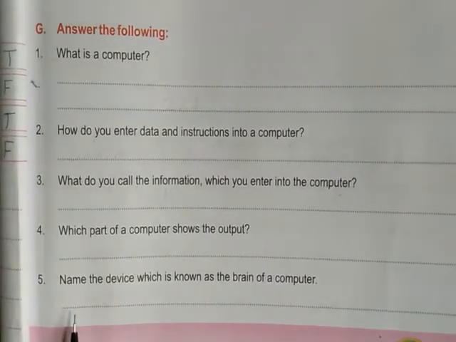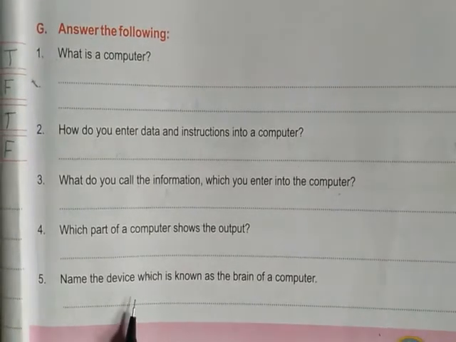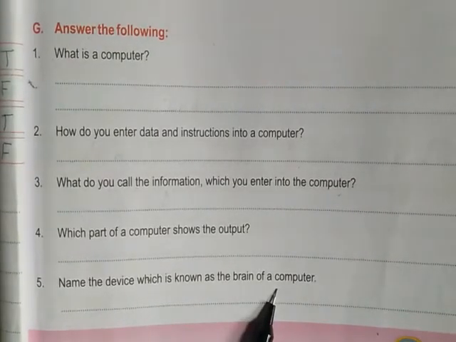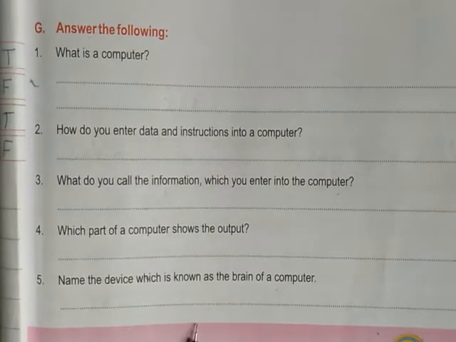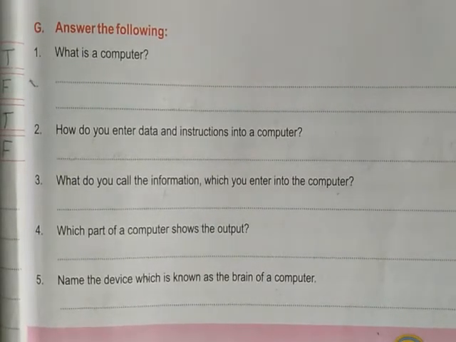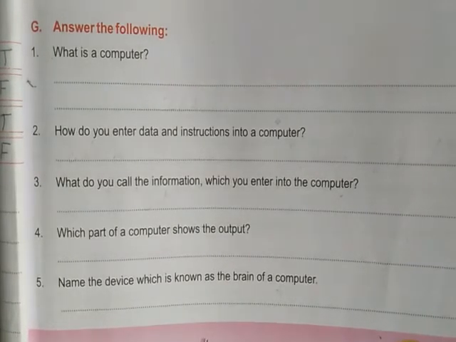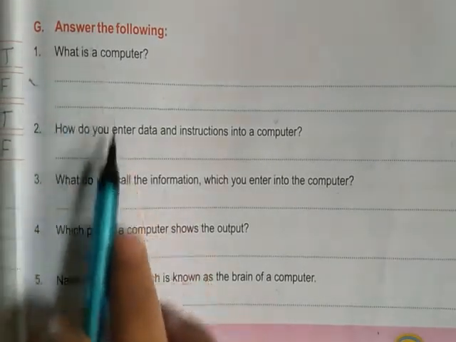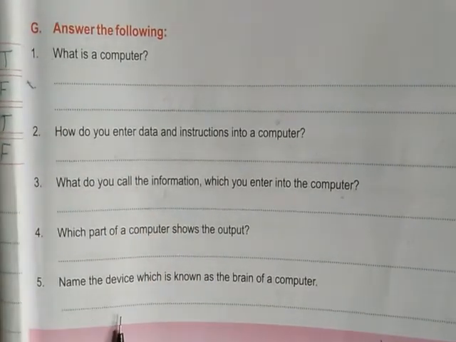And the last question, name the device which is known as the brain of a computer. Which device is known as the brain of a computer? Yes, CPU. CPU, that means Central Processing Unit, is known as the brain of a computer. Okay children? So children, here we completed all the question answers.